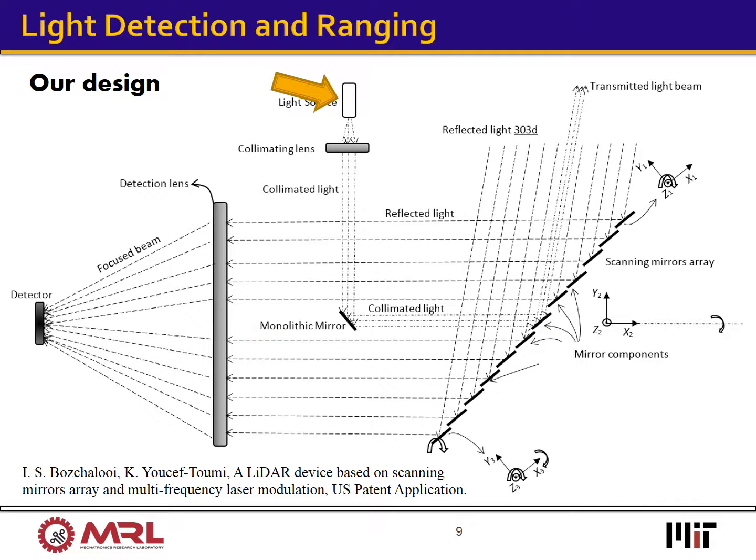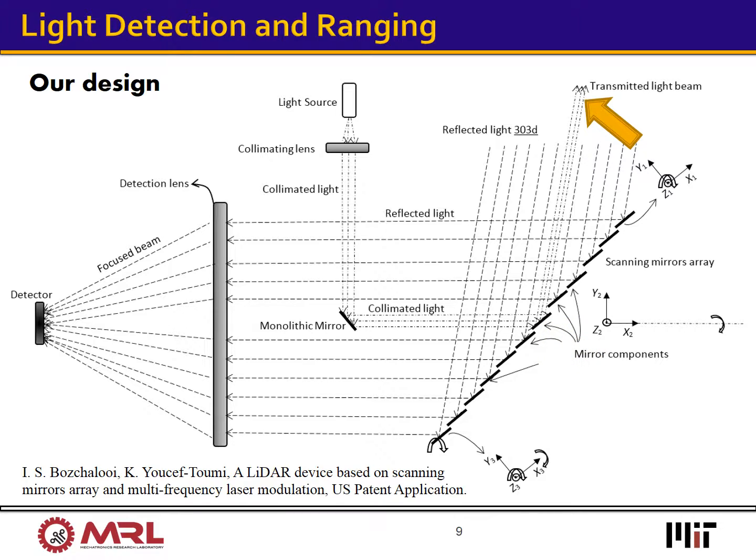Here you can see a schematic design of our approach. It includes a light source, which is often a laser diode. The generated light is collimated and guided towards one of the mirror components of a scanning mirrors array and is subsequently projected on the surroundings.